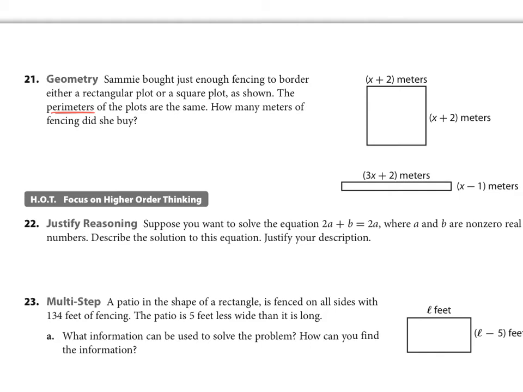It says the perimeters are the same. How much did she buy? So if the perimeters are the same, that means they're equal. Now, how do you get perimeter? You add all the sides together.